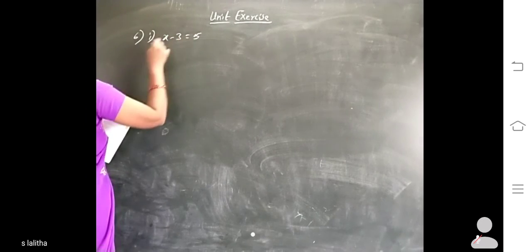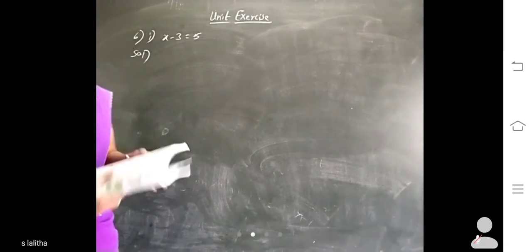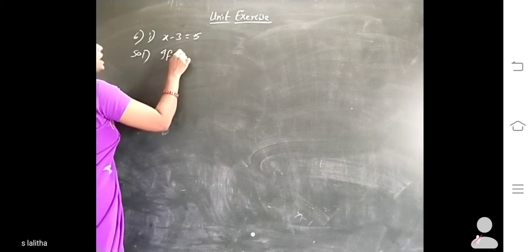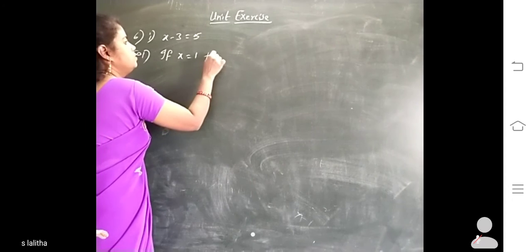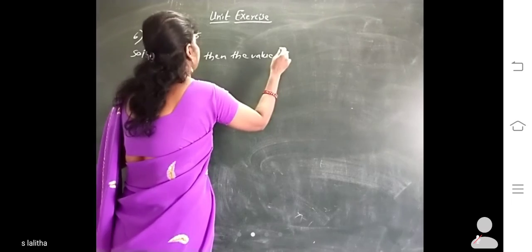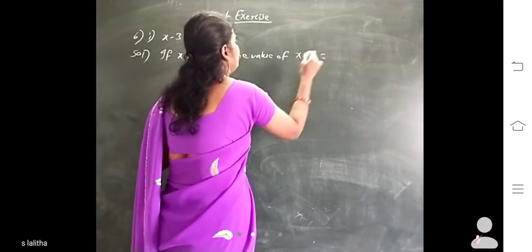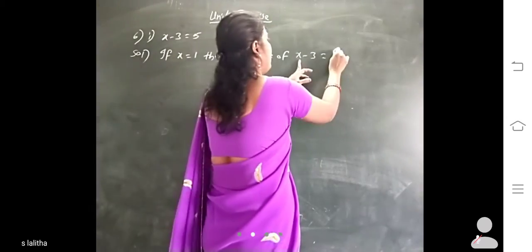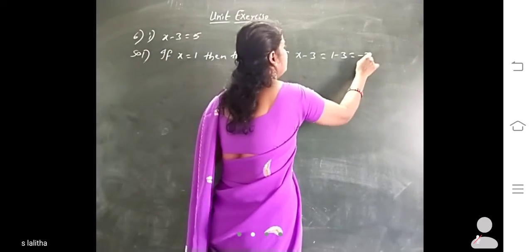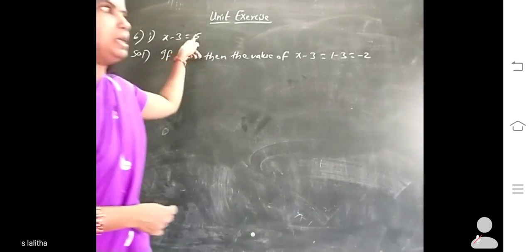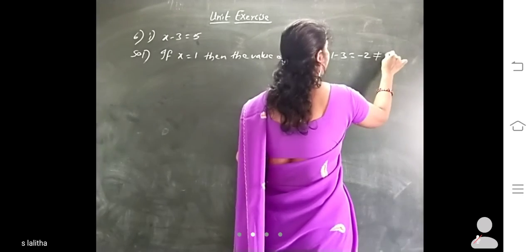So the first question is x - 3 = 5. How do we find the solution by the trial and error method? Take x = 1. Then the value of x - 3, you have to substitute 1. 1 - 3, how much? -2. Here, what is the equation given? It is equal to 5. But -2 is not equal to 5.